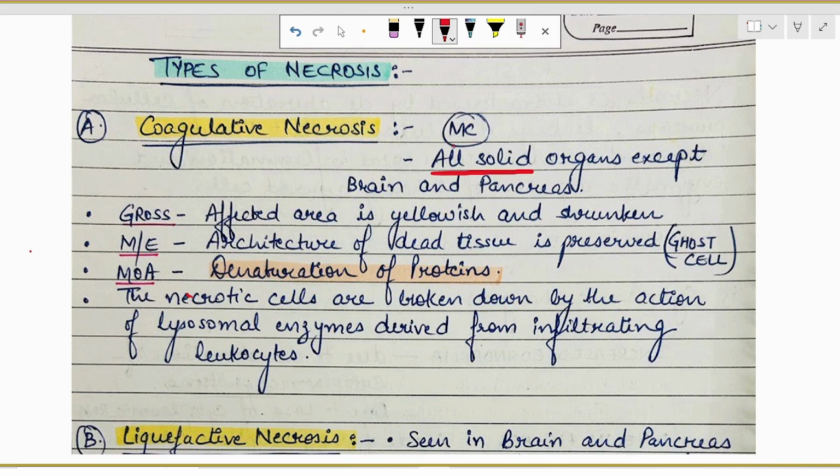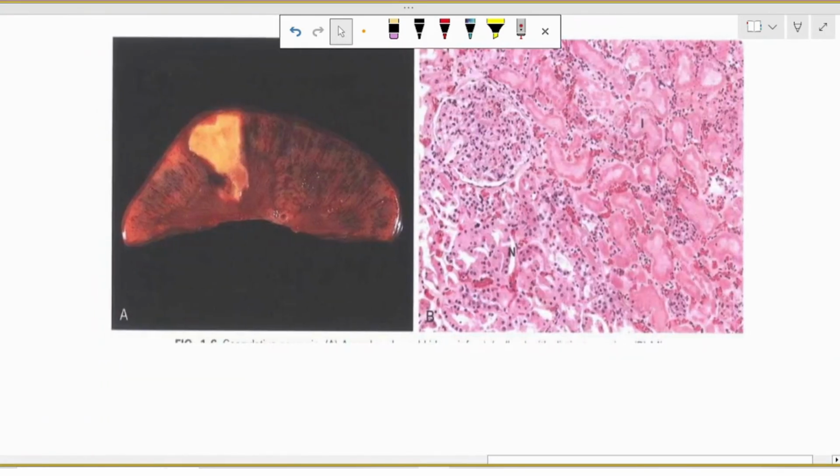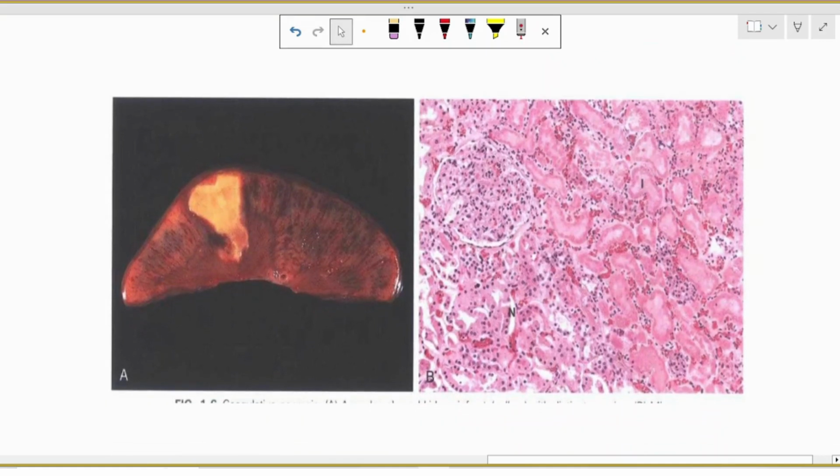All the solid organs will present with coagulative necrosis whenever injury happens to them, and how it will present grossly to us: the affected area would be yellowish, and that area will get shrunken in size. And how it will appear to us microscopically: the architecture of the dead tissue is preserved, that is, we will be able to see the ghost cells. And how will these things appear to us, so let's see. See, this is the section of the kidney, and how it will grossly appear to us.